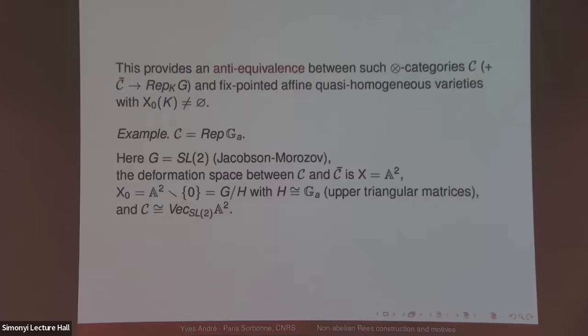So an example. I am confused. What is a two category and a third category? Yes, in fact, you can. I can say a word. The category of fixed-pointed affine quasi-homogeneous varieties is just one category. I can see it as two categories, and in that respect, this is an anti-equivalence of two categories.